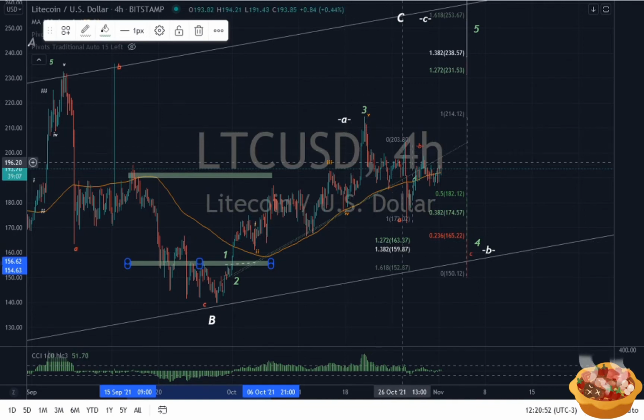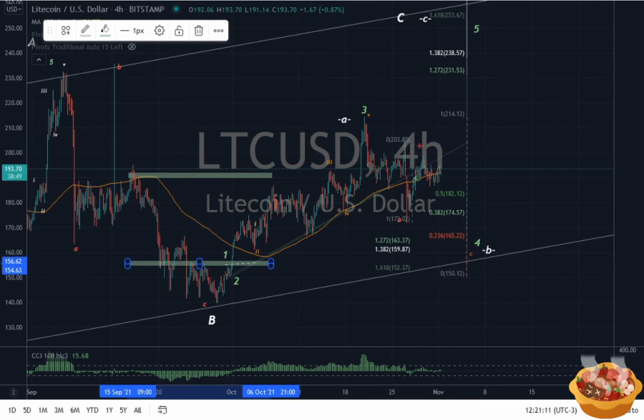Okay, so this is now wave 4. It already did an A, it did a B. That wave 4 should bounce at that neckline, 157.67, 158, let's say it's just 160. Now this correction, this is an ABC correction.